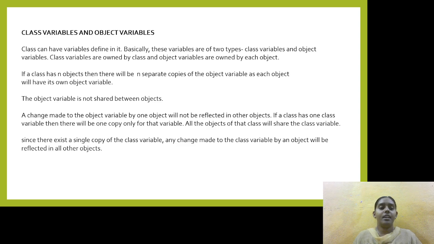And here are the class variables and object variables. A class can have variables defined in it. Basically, these variables are of two types, that is class variables and object variables.